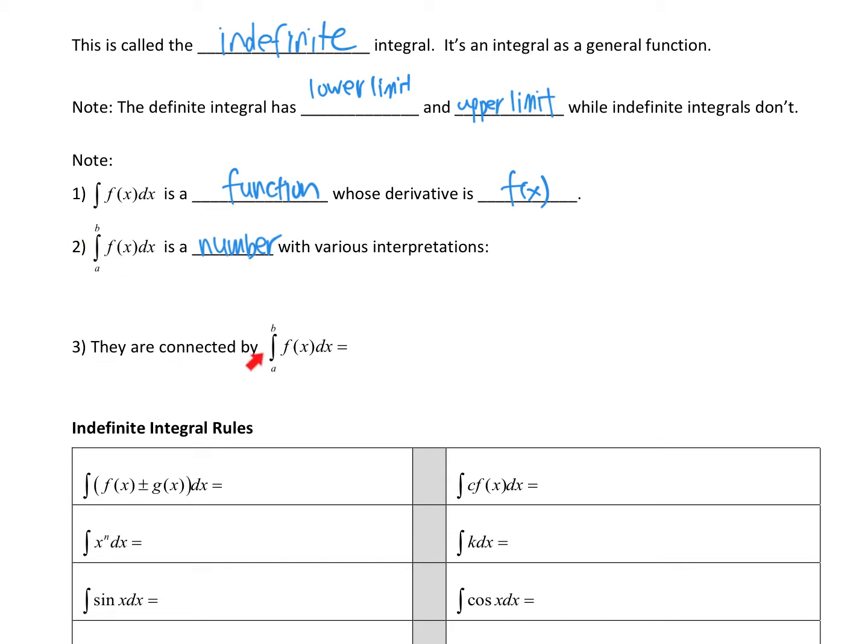And they're connected by this. Basically, it's F of b minus F of a. This is the second fundamental theorem of calculus. So the antiderivative calculated at b, minus the antiderivative calculated at a.